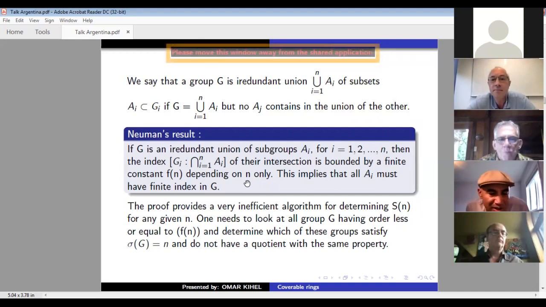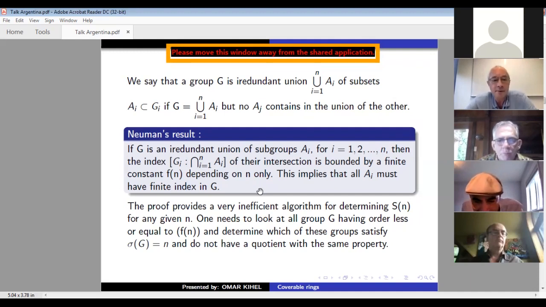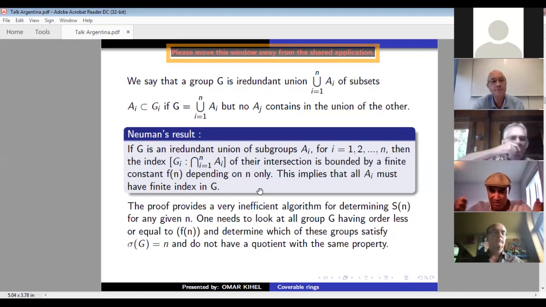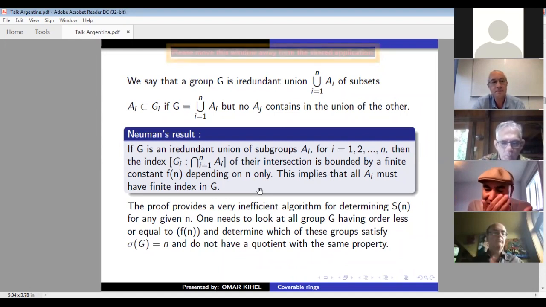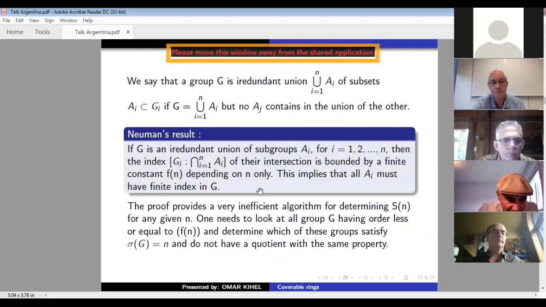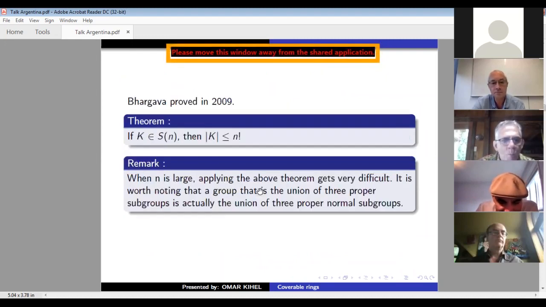So this result says if G is an irredundant union of subgroups Ai, then the index of the intersection of the Ai in G is bounded. And what is most important is that each one of the Ai has finite index. And for me, this is an amazing result. So if you can write G, finite or infinite group, as a union of finitely many subgroups, then each one of them has a finite index in G. You cannot bring in another one which has no finite index. Why this is important, you will see in terms of groups, in terms of rings.